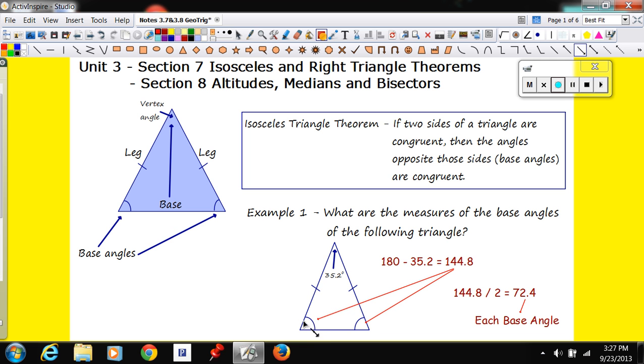So if you add 72.4 plus another 72.4, these two added together plus the 35.2, that's going to add up to 180. And those two had to be the same because we know that these two angles were the same. Since the two sides were equal, the two base angles had to be equal as well. That was example 1.